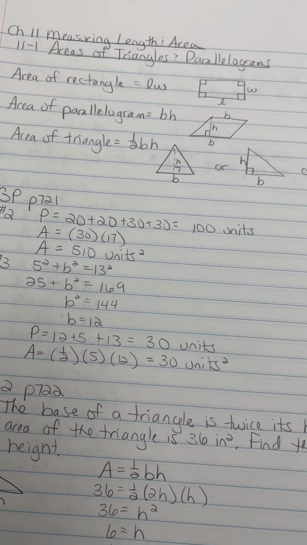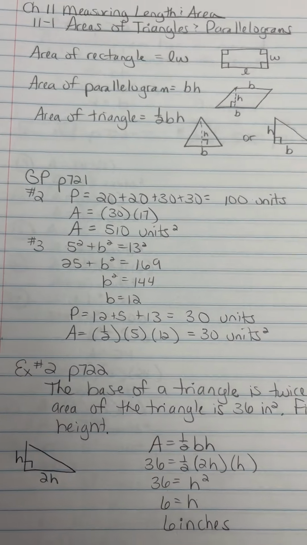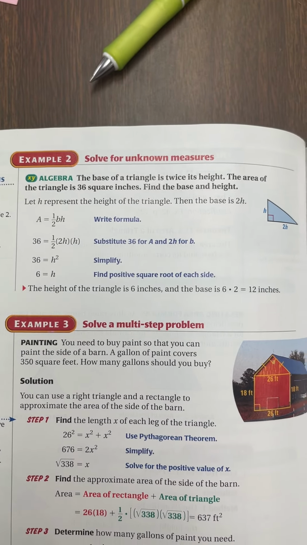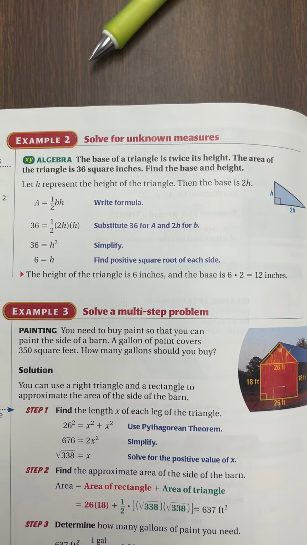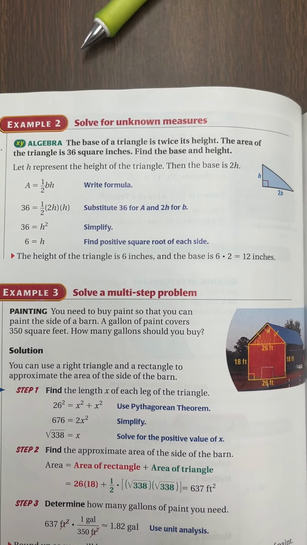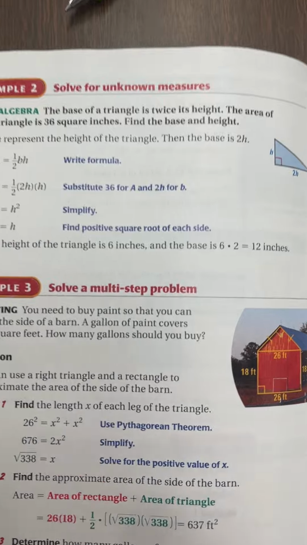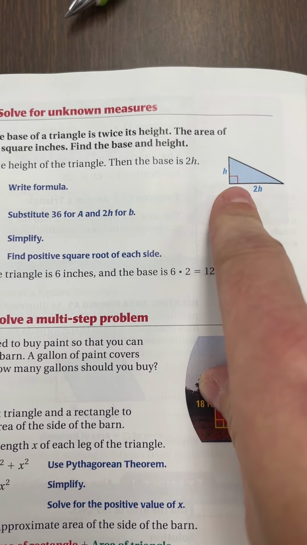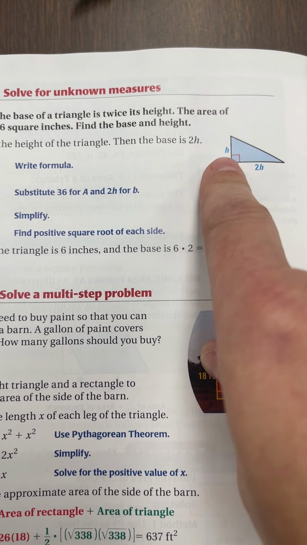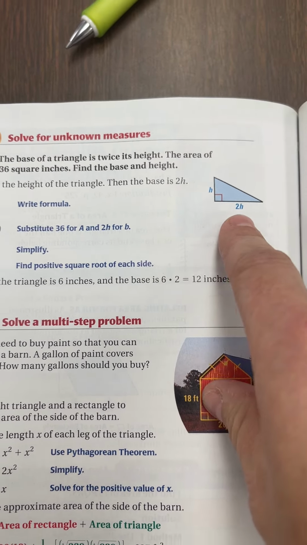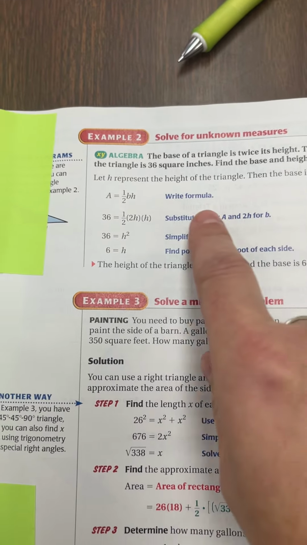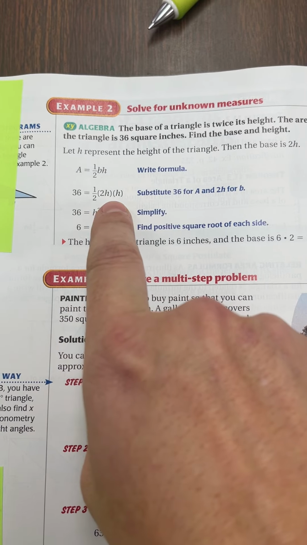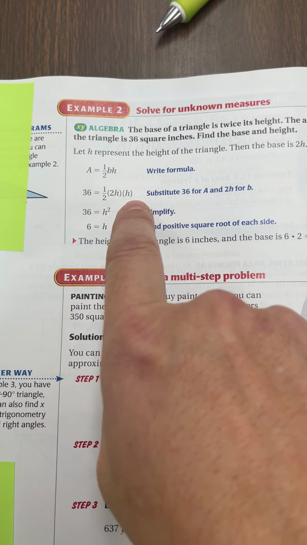The next problem that I did was example 2 on page 722. So in this problem, it says the base of the triangle is twice the height. The area of the triangle is 36 square inches. Find the base and the height. So you have to work backwards with this one. Looking at the picture that's given to you, it says that the base is twice the height. So if the height is h, the base has to be 2h. Plugging it into my formula for the area of a triangle, remember the base is 2h, the height is h.